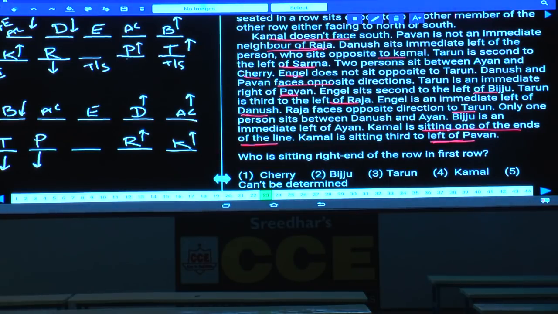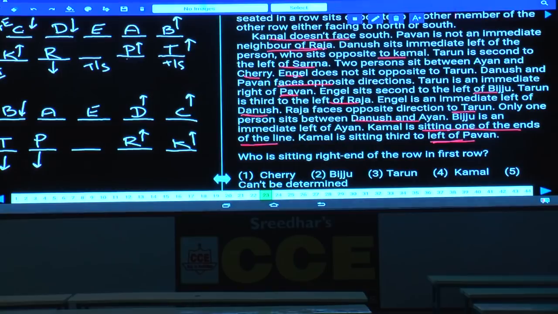Only one person sits between D and A. As one person is between D and A, where should this A be? A must be in between E and B. Now A must be in between. Tell me what are the positions of this one. Now we are able to finalize this one. And only one person is between D and A. As D is here, then A will be here. Only one person between D and A is here. Then C will be at this place.